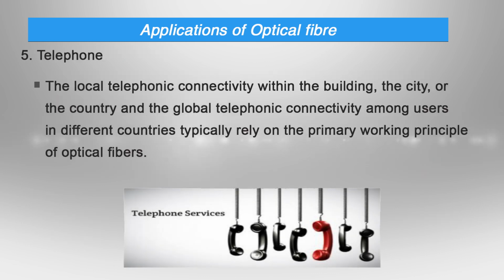Next is telephone. The local telephone connectivity within the building, the city or the country and the global telephonic connectivity among users, which is different in different countries, typically relies on the primary working principle of optical fibers. The optical fiber cables are bundled together for cellular communication and laid underground or beneath the sea surface area. This increases the security of the signal as the flowing data is less susceptible to electromagnetic interference introduced by other electromagnetic waves in the environment.